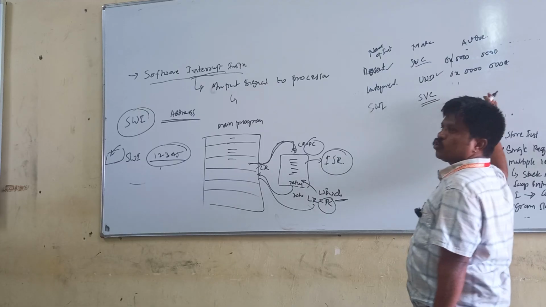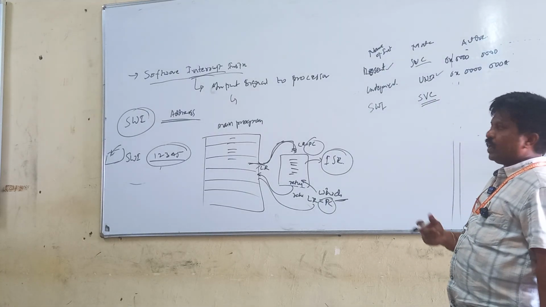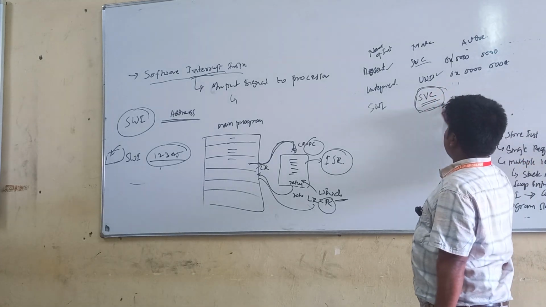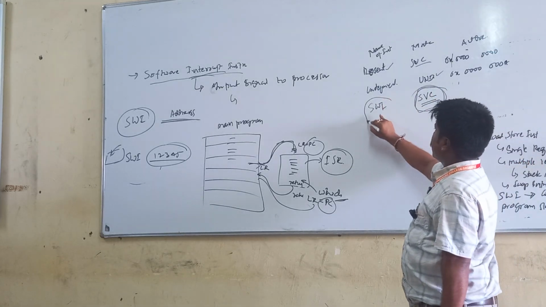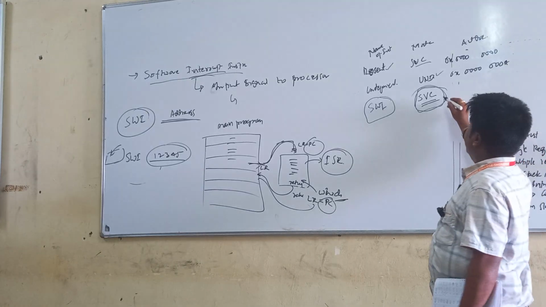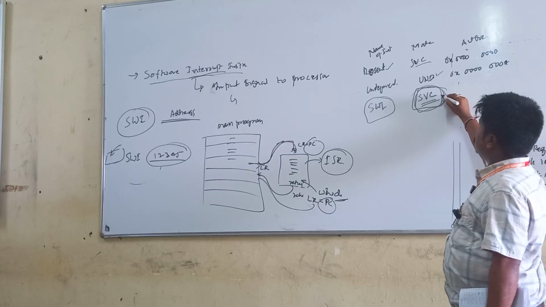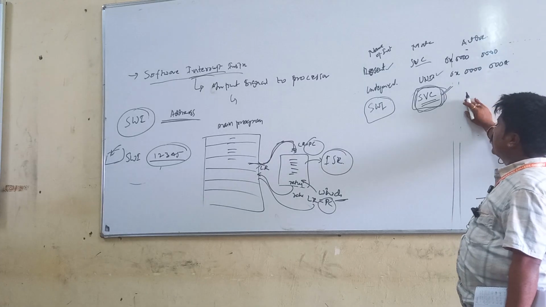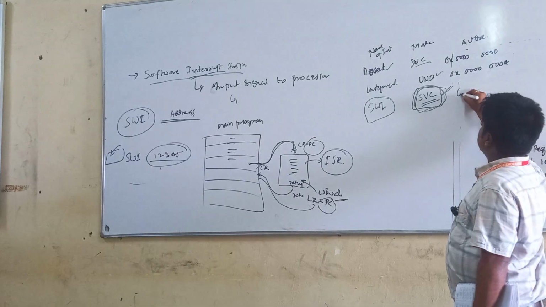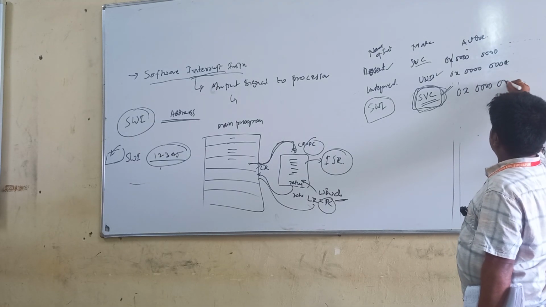SVC is nothing but the supervisor mode. Now if I am running a software interrupt, the processor will move into the supervisor mode. For the software interrupt, the processor will move to the mode of what? Supervisor mode. The address for this one is 0x00000008.